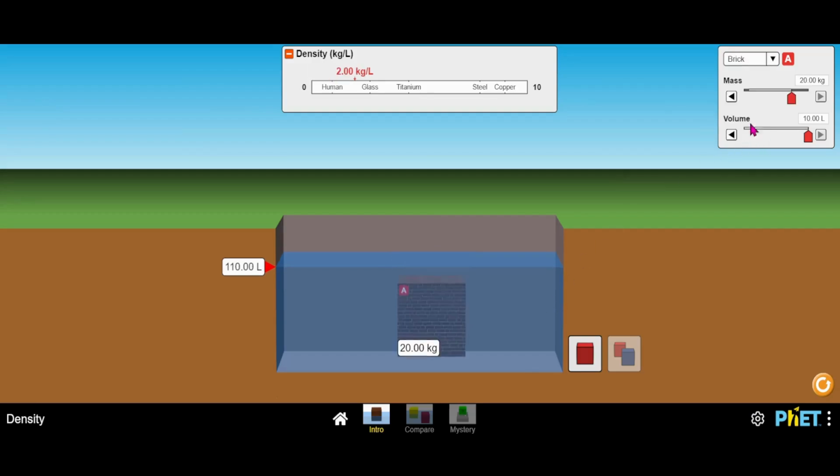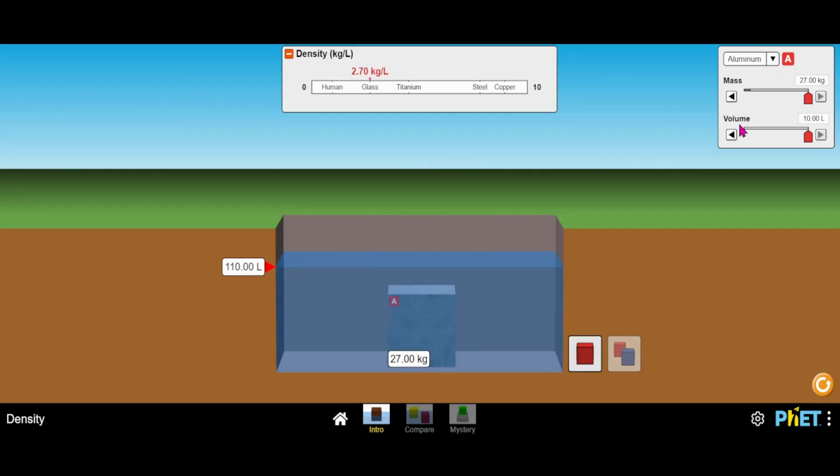So let's keep a brick. Now the brick completely sinks down. Why? Because 1 kg per liter is the density of water, right? But this time we have a denser material, which is brick, and brick is 2 kg per liter, right? So we can clearly see that it is not floating. It keeps on sinking, right?